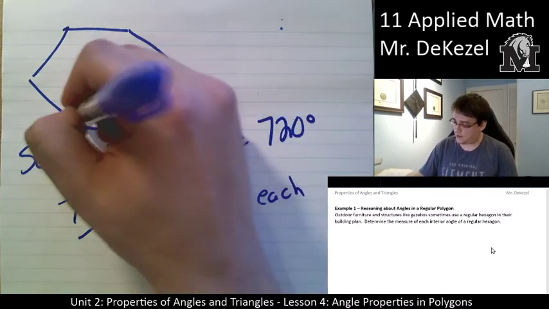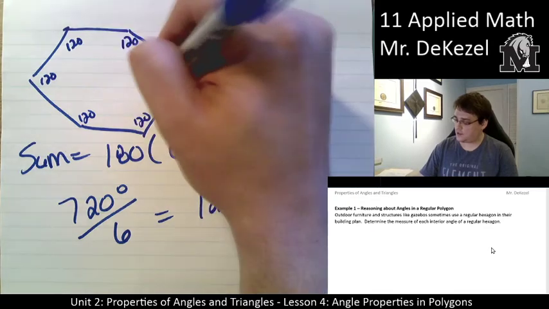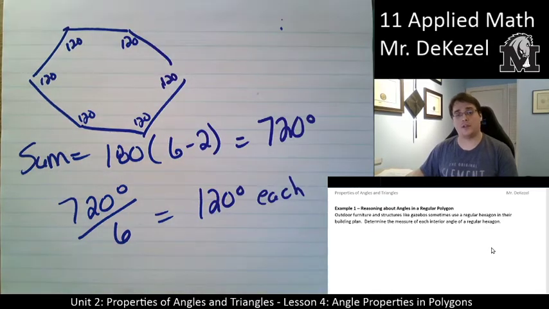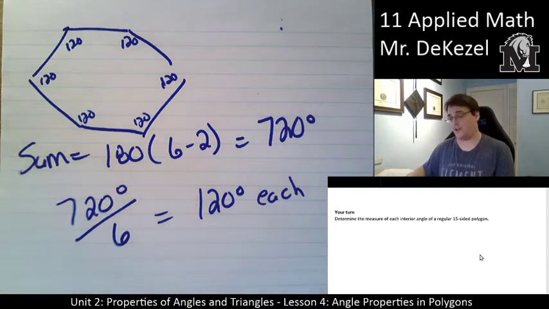This is 120, this is 120, this is 120, this is 120, this is 120, even though it doesn't necessarily look like it in my drawing, but I promise you it is. Okay? The next one is your turn. So I'd like you to pause it here, and when you're done, unpause it, and you can see if you got it correct.